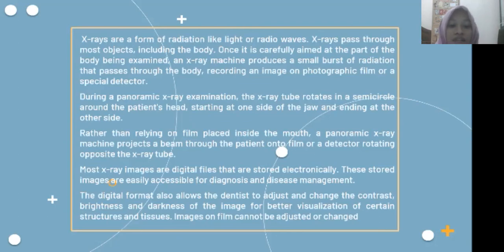Most X-ray images are digital files that are stored electronically. These stored images are easily accessible for diagnosis and disease management. The digital format also allows the dentist to adjust and change the contrast, brightness, and darkness of the image for better visualization of certain structures and tissues. Images on film cannot be adjusted or changed.